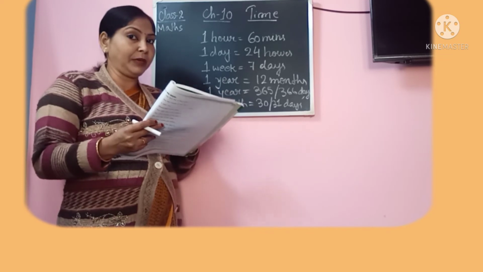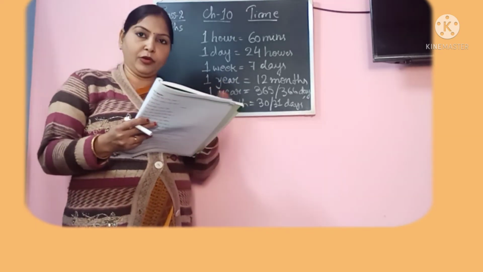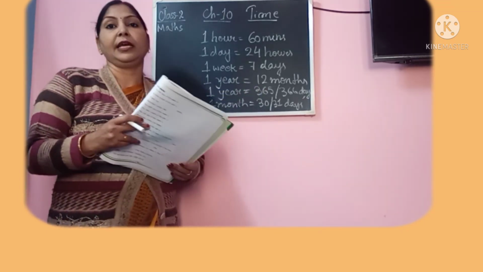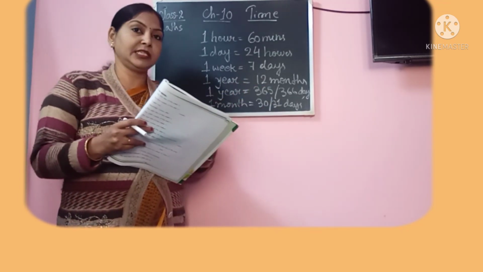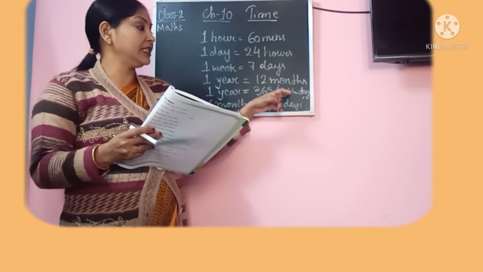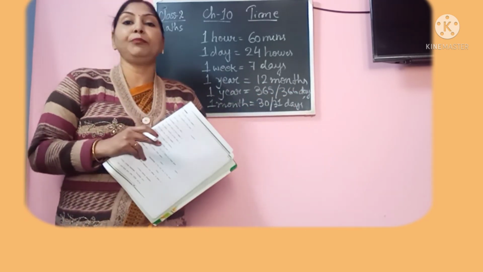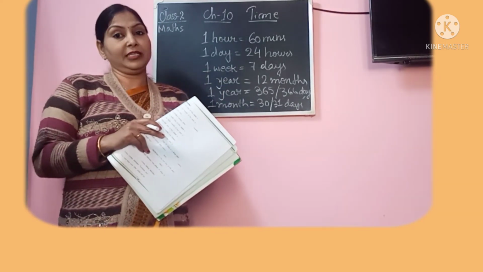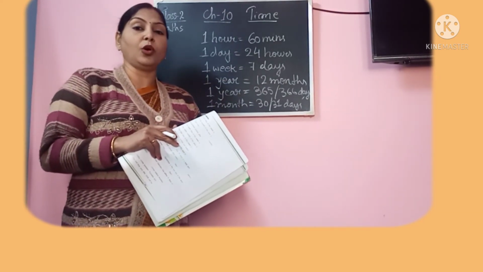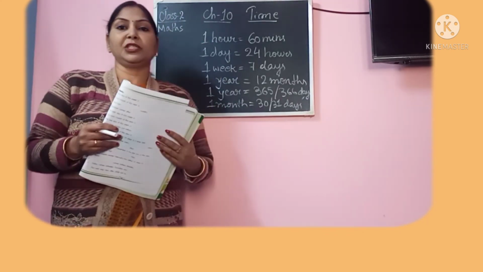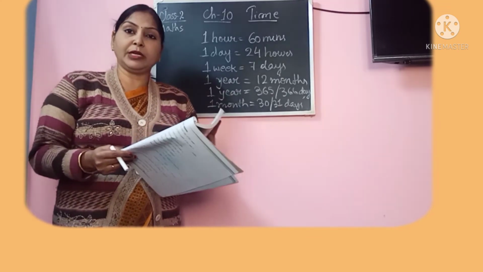So there are 12 months in a year and I have already told you the name of the months. And the number of days in a year will be either 365 or 366 days. The year which has 366 days is called a leap year, and the year which has 365 days is called a non-leap year. Today I think this much information is enough for you all to understand.